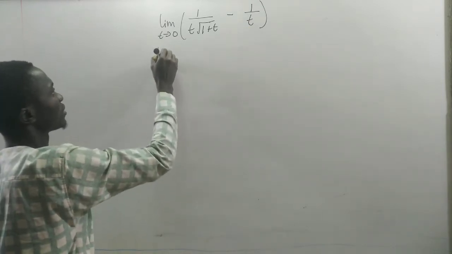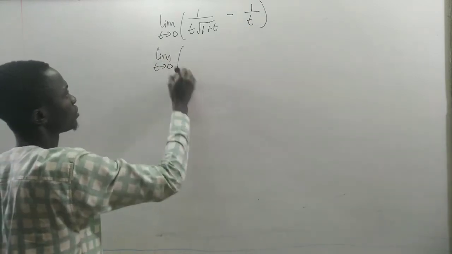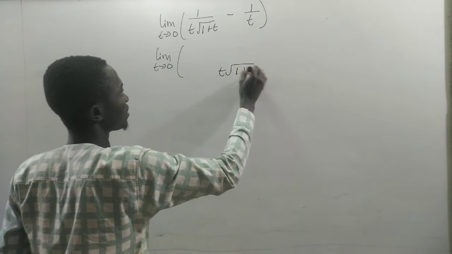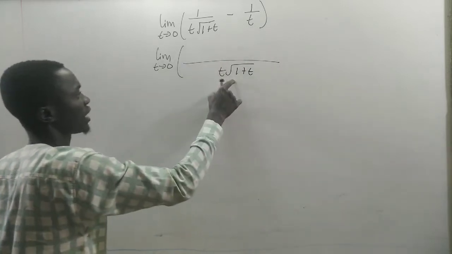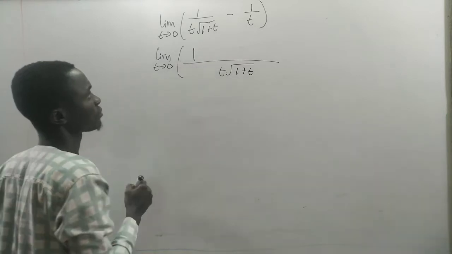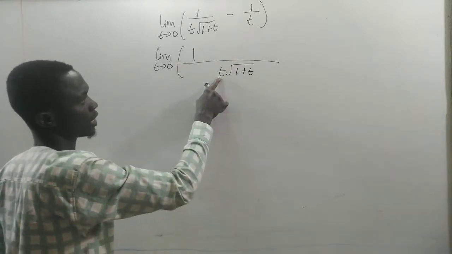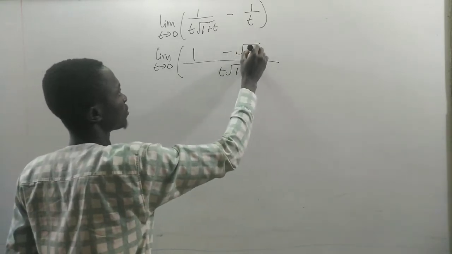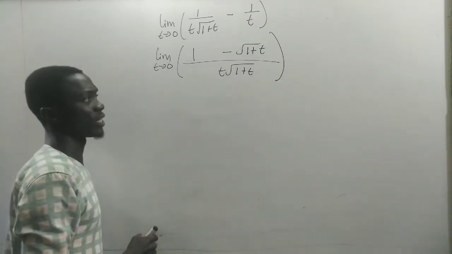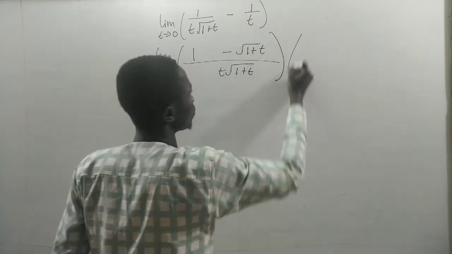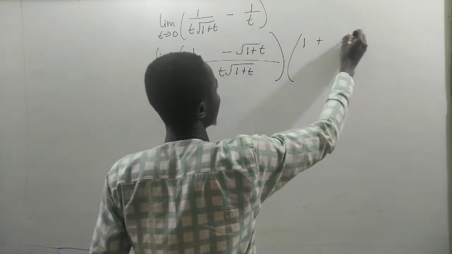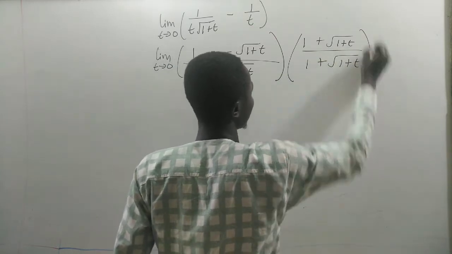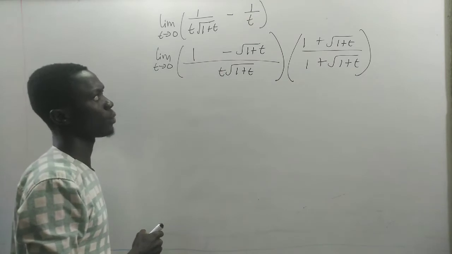So here we take the limit as t approaches 0. Here the LCM of this is t root 1 plus t. So this one we divide, 1 times 1 is 1. Then t, we divide this to cancel t, so we have root 1 plus t times minus root 1 plus t. Now we have to rationalize the numerator. So we take 1 plus root 1 plus t divided by 1 plus root 1 plus t as the conjugate of 1 minus root 1 plus t.